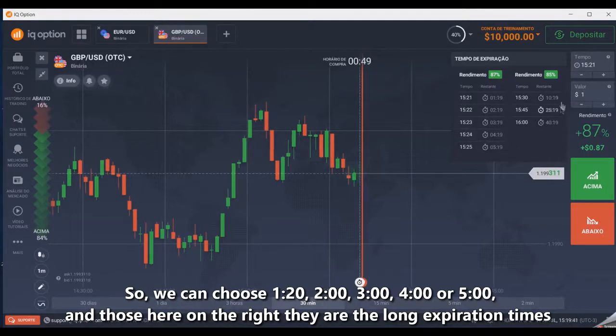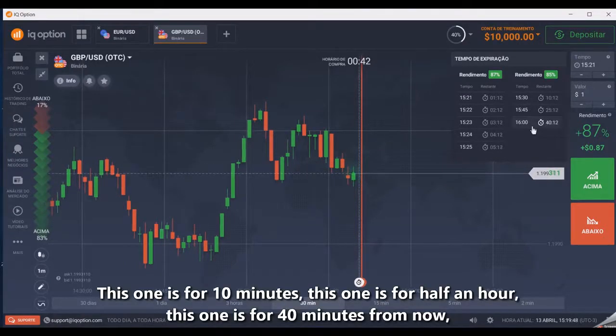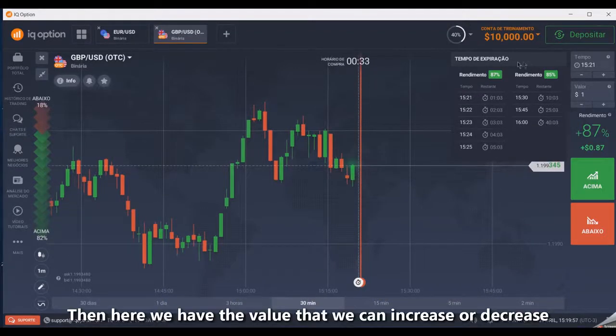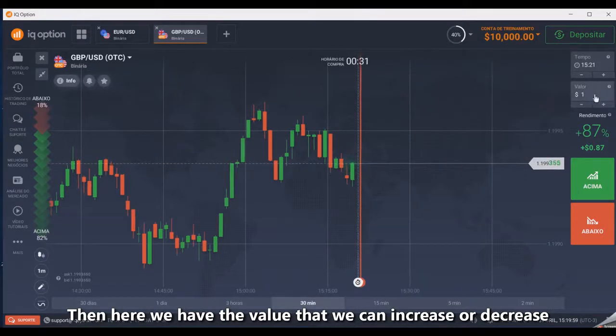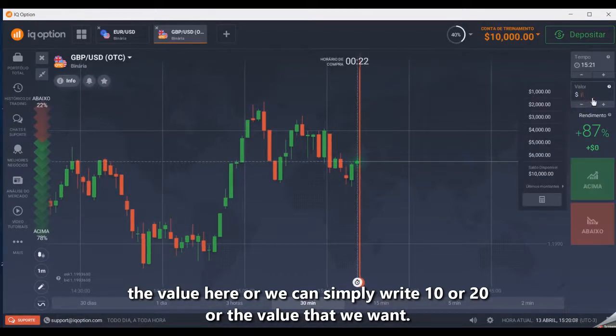And those here on the right are the long expiration times, the so-called normal ones, in which we have, for example, different hours. This one is for 10 minutes, this one is for half an hour, this one is for 40 minutes from now, and that's referring to the expiration time. Then here we have the value that we can increase or decrease, or we can just simply write 10 or 20 or the value that we want, okay?